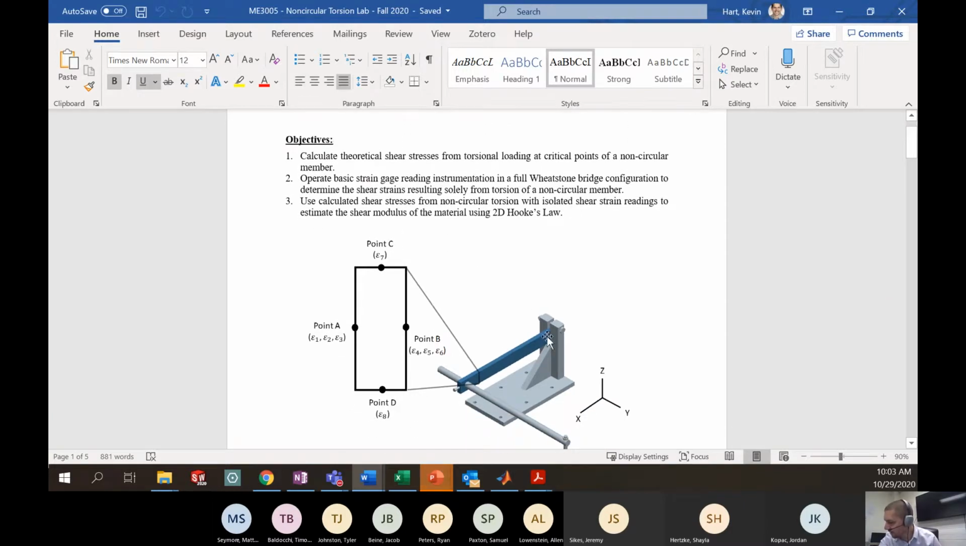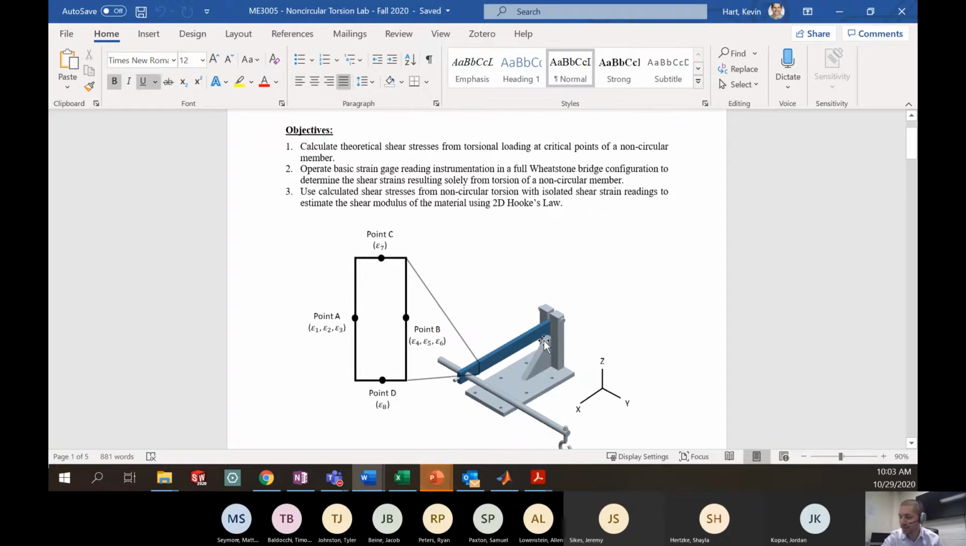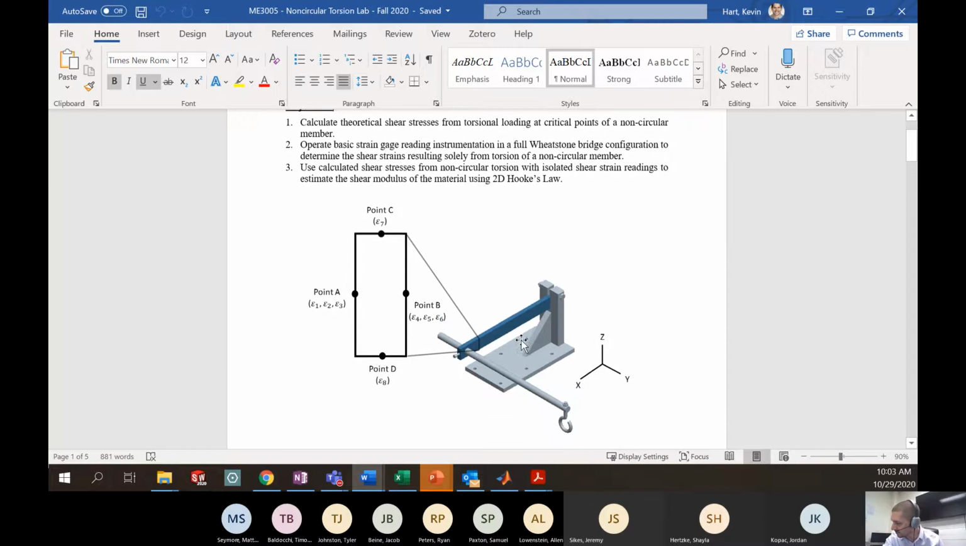And so the apparatus that we have is very similar to the first lab that we did with circular torsion, what we called combined loading. Except now the cross section of this particular piece isn't circular like you had in the first lab, but it's rectangular. And so we're going to do analysis on this. What happens when we actually put some torque onto this cross section? What are the shear stresses that develop, and how well does the theory predict what we actually measure in practice?